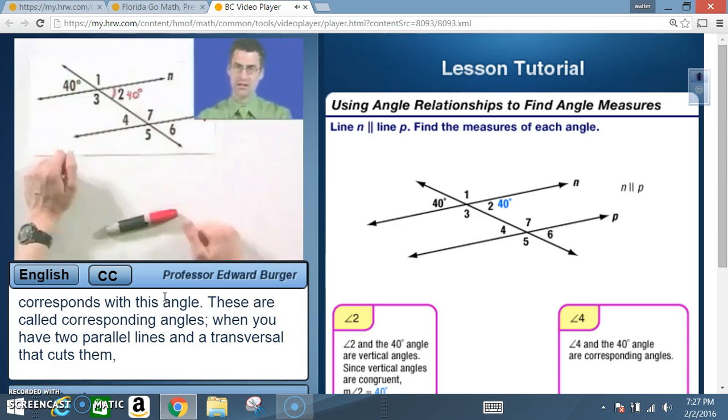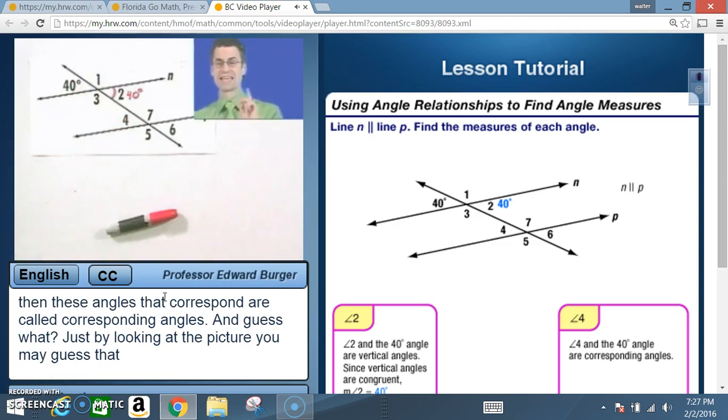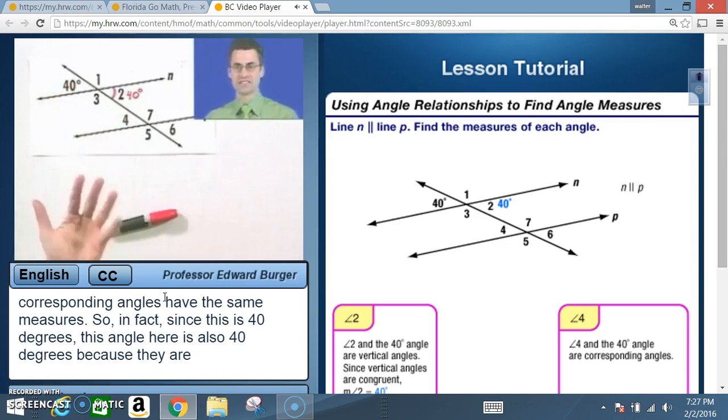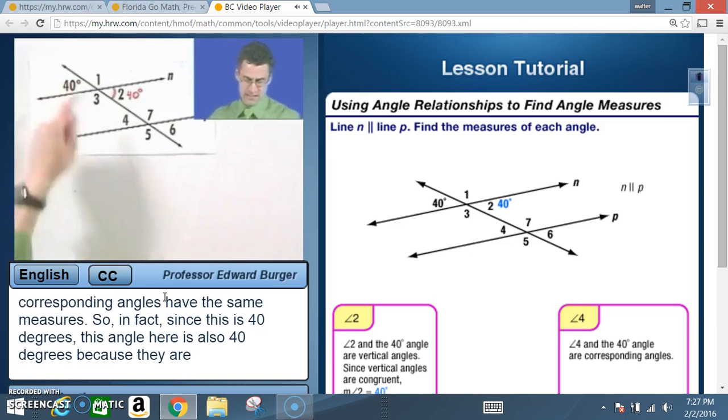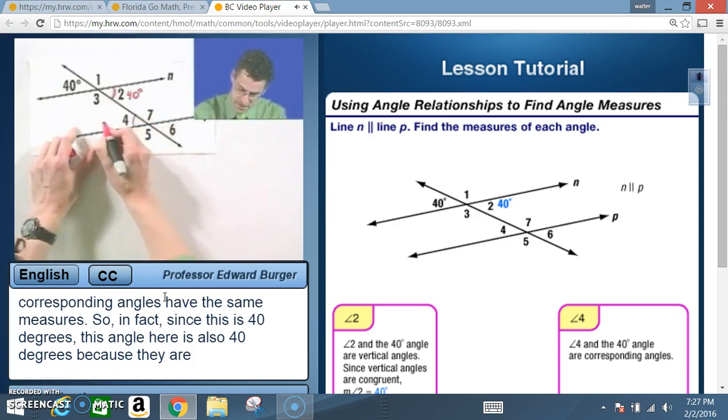When you have two parallel lines and a transversal that cuts them, these angles that correspond are called corresponding angles. And just by looking at the picture, you might guess corresponding angles have the same measures. So in fact, since this is 40 degrees, this angle here is also 40 degrees because they're corresponding angles.